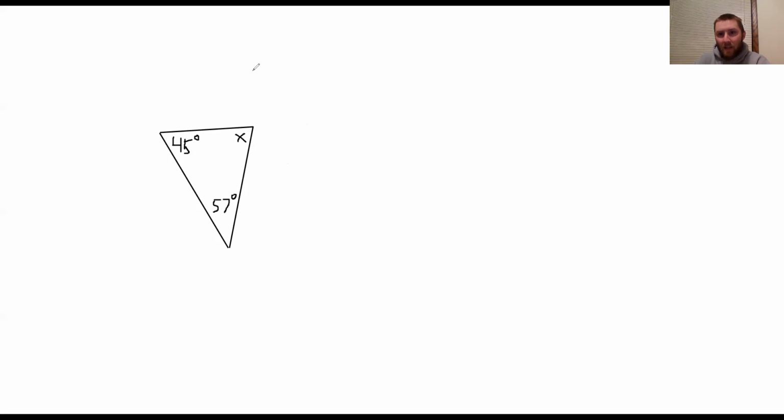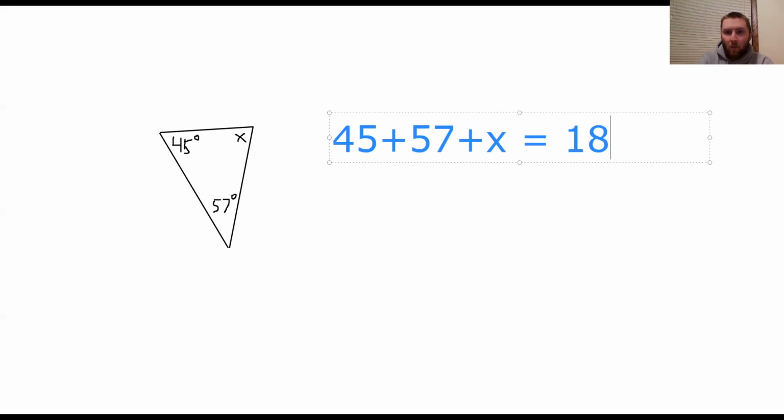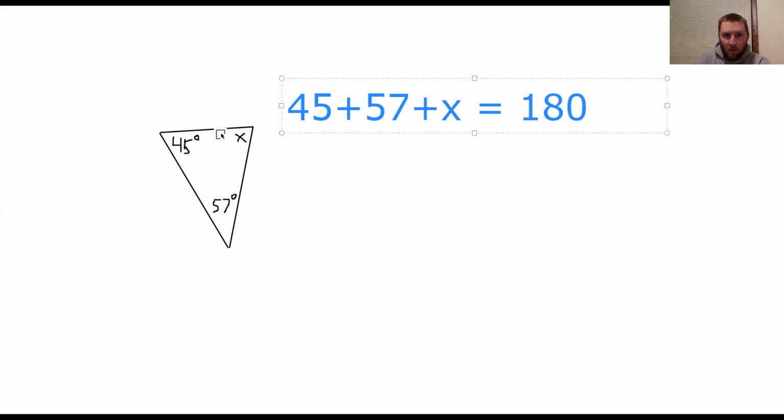The answer is yes, because we know that the three angles in the triangle add up to be 180 degrees. So if I know that one angle is 45 degrees, and I add to that 57 degrees, and I add to that my unknown, x, we know that that's got to be equal to 180 degrees, okay? So this little algebra equation here allows us to find this angle without too much difficulty, okay?